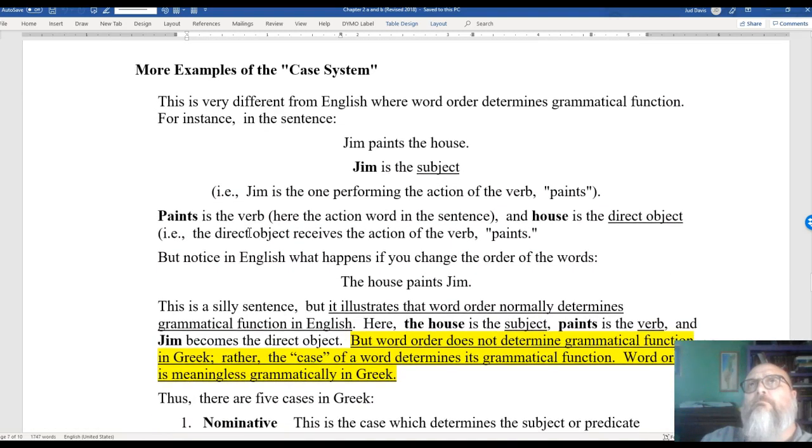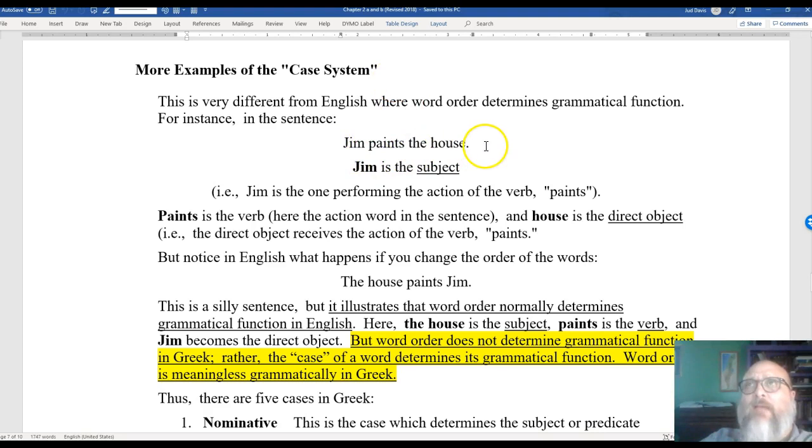When we come, we'll look at more examples of the case system. Remember, we're not going over this till Monday, but this is just going over what we went over in the first part of this video. Examples of the case system.